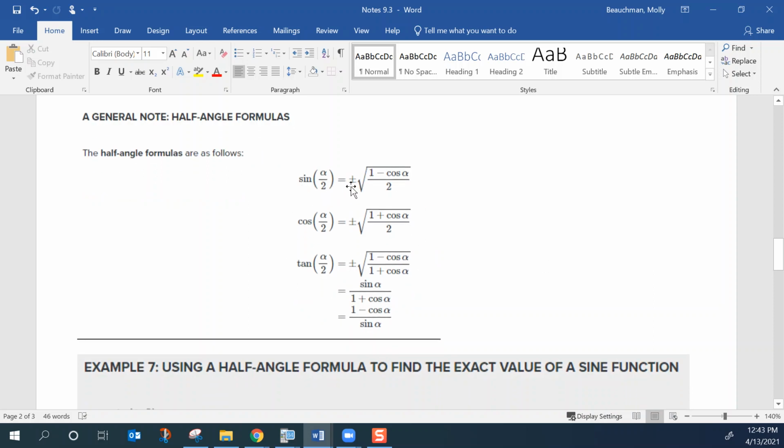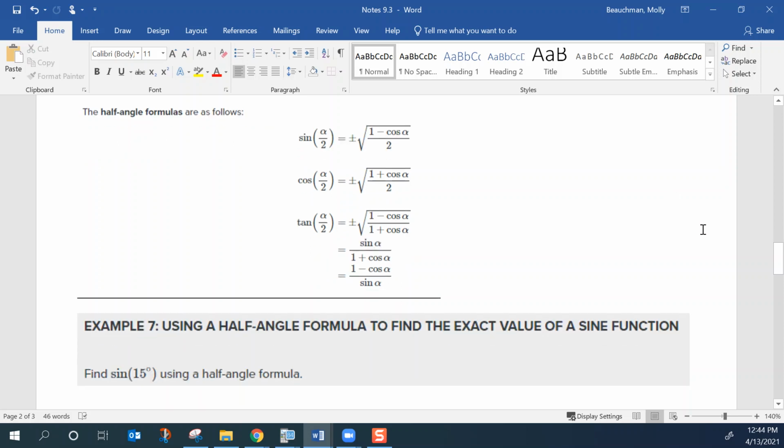So there's a plus and a minus in front of each of these. So we have to determine whether it's positive or negative depending on what quadrant we're in. So let's take a look at an example. Using a half-angle formula to find the exact value of a sine function. So notice that these are all in terms of sines and cosines. Sine and cosine are in terms of cosine only. Tangent is in terms of cosine only, or there are actually 3 variations of it.